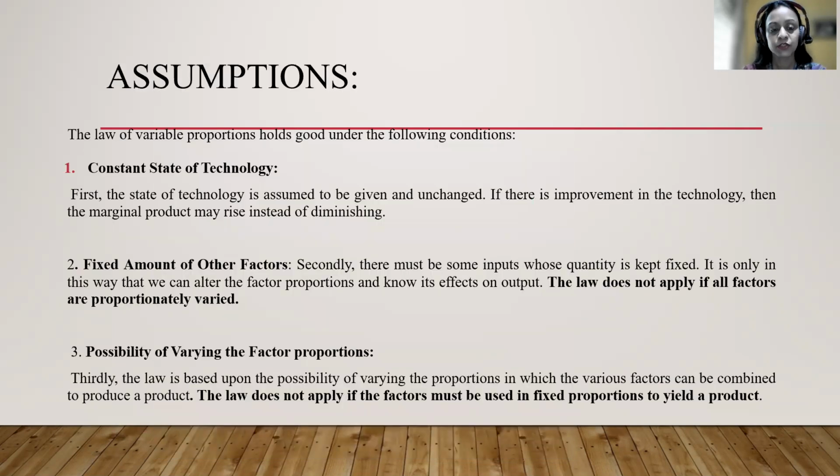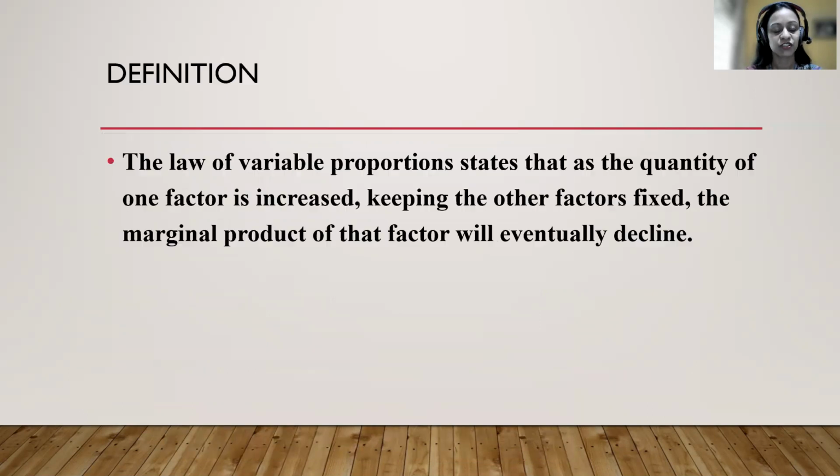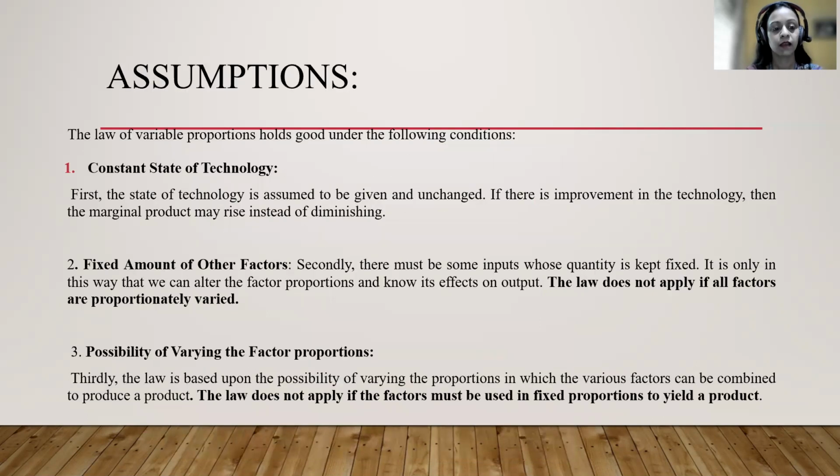There are a few assumptions of this law. The state of the technology is kept constant, it does not change. There is a fixed amount of other factors. It's only the labor which we are changing in this case and other factors are kept constant. There is the possibility of varying the factors of production.